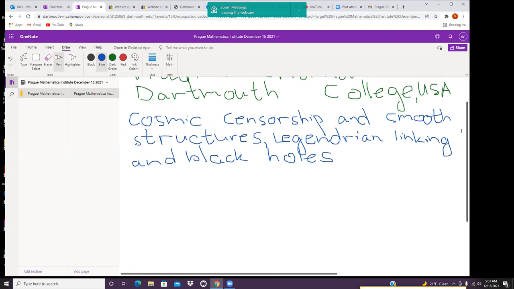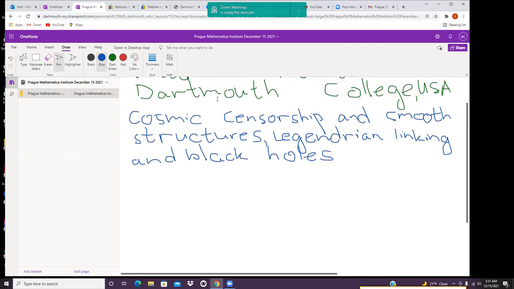So the title of the talk is Cosmic Censorship and Smooth Structures, Legendrian Linking and Black Holes. So I guess we should start chronologically. The first word is cosmic censorship, and this requires a little introduction. So I have to say, what is a Lorentz manifold?